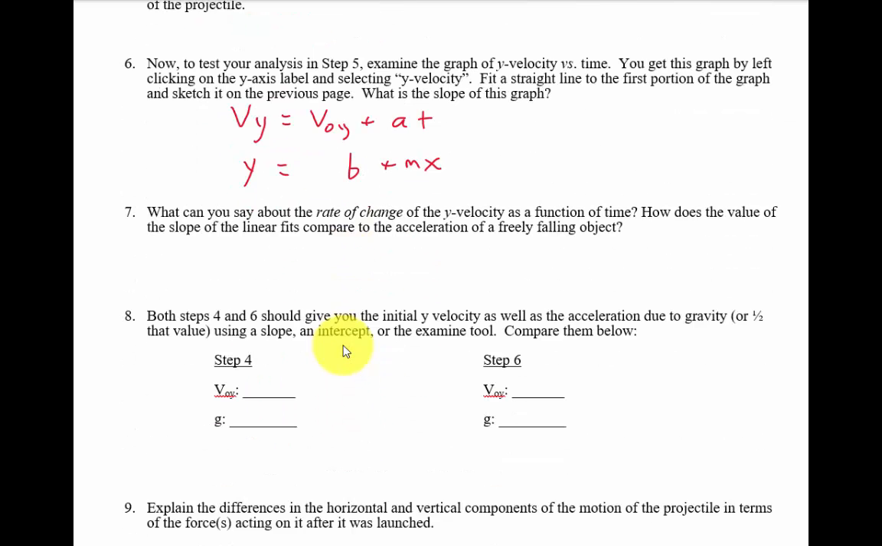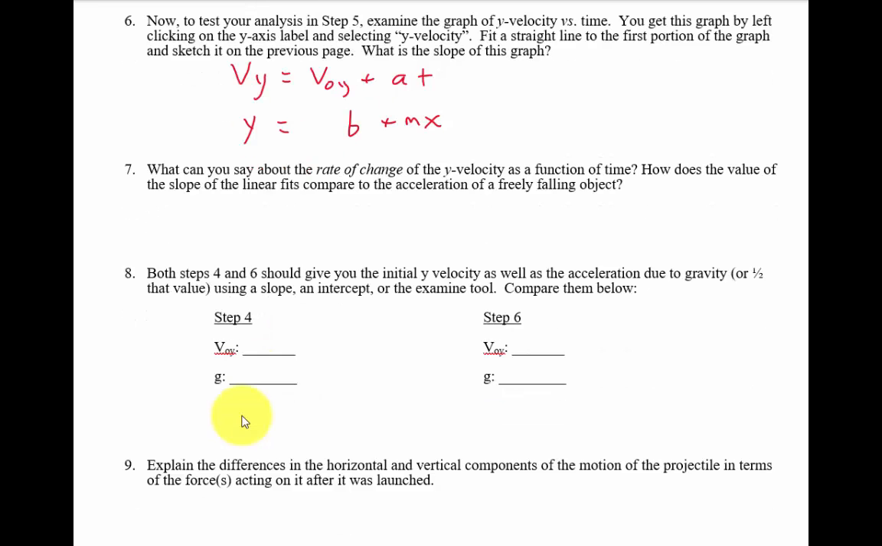What you can do is write that guy right here. You can write that guy right here. I said to pay attention to step number 4. You're going to write your initial y velocity here, and you're going to write your value for g right here. You're probably going to double that a coefficient. Since these are both essentially the same thing, just different ways of getting it, you're just going to go ahead and compare them. How consistent were they?